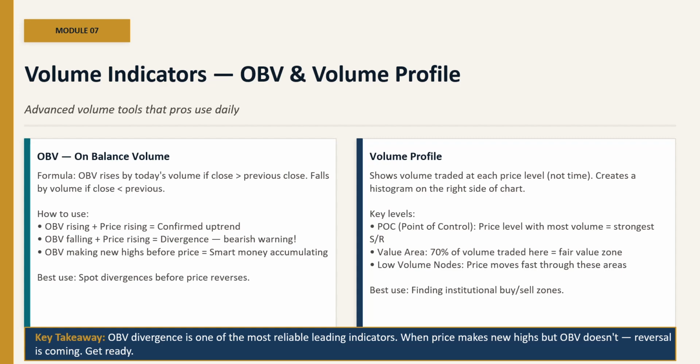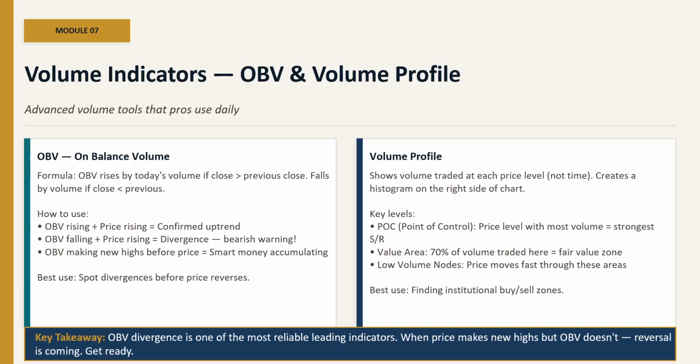On balance volume, or OBV, is a simple but powerful indicator. When price closes up, today's volume is added to OBV. When price closes down, today's volume is subtracted. The result is a running total that shows whether volume is flowing into or out of the stock.